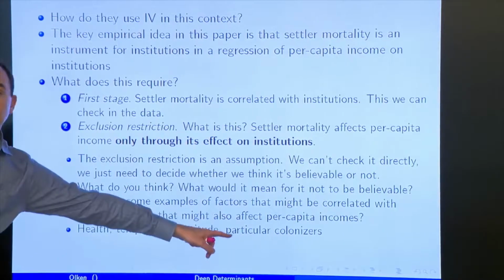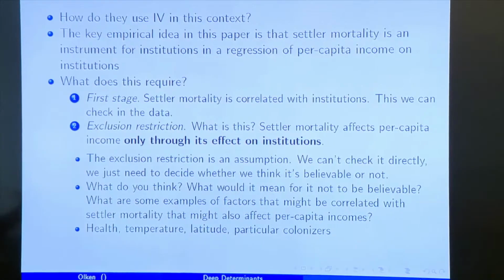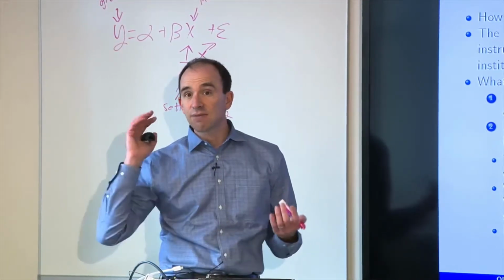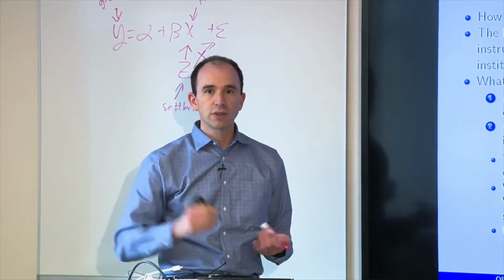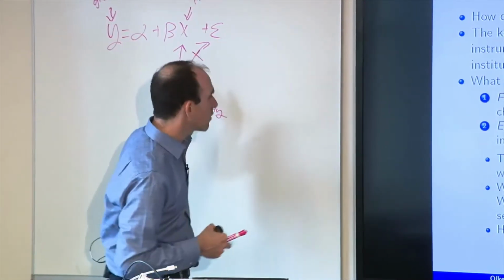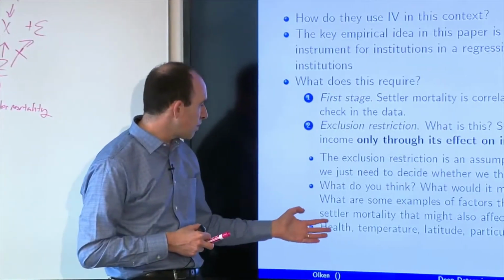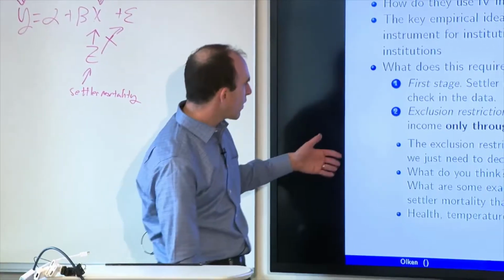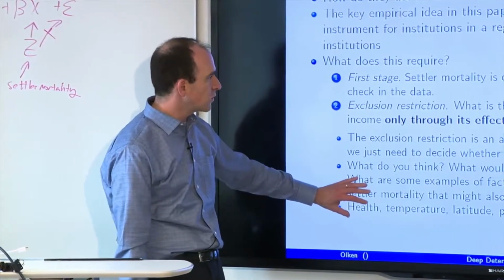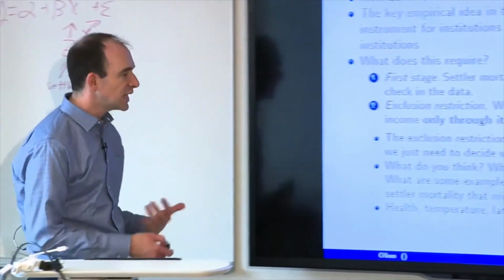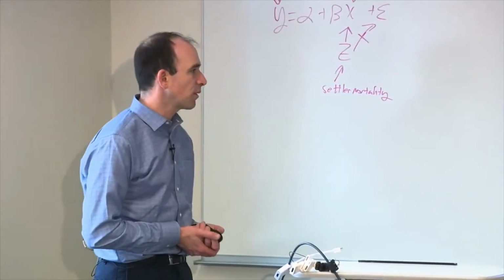latitude. Another one you might have thought of is particular colonizers. Maybe some colonizers were better or worse at keeping their people in their colonies healthy. Maybe they sent different people from the mother country to the colony, and maybe those differences could have affected mortality, and those could also be correlated with current outcomes. So these are the kinds of possible violations of the exclusion restriction that you need to think about. And then the question is whether or not they can sufficiently control for these things so that, once they control for those things, the exclusion restriction is still going to hold. Okay, so that's the key idea, the key question in this paper.